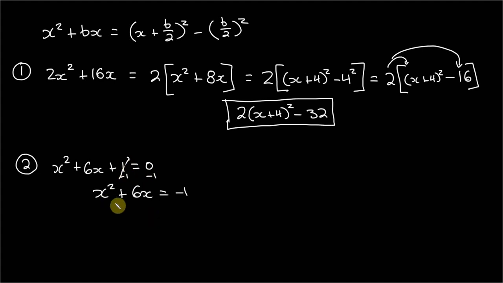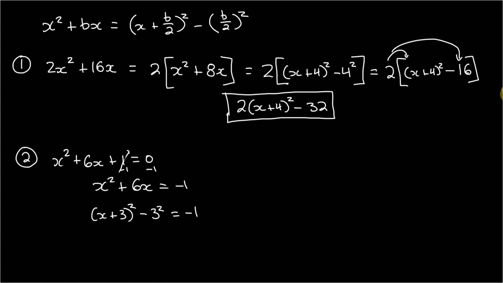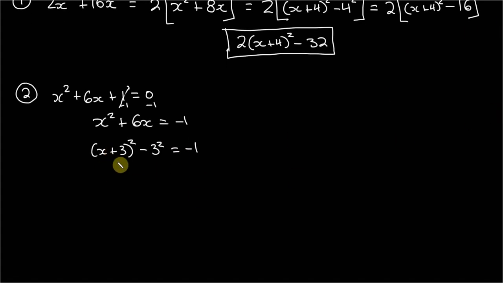And now we can complete the square on the left hand side. We want to divide the coefficient of the x term by 2. That's going to leave us with 3. So on the left hand side, we're going to have (x plus 3) squared minus 3 squared. That's all going to be set to equal negative 1. Now we can add 9 to both sides, because 3 squared is 9. That's going to leave us with (x plus 3) squared equals, and 9 minus 1 is 8, so it's going to leave us with 8.